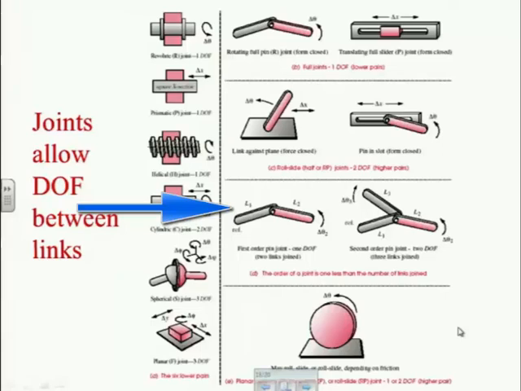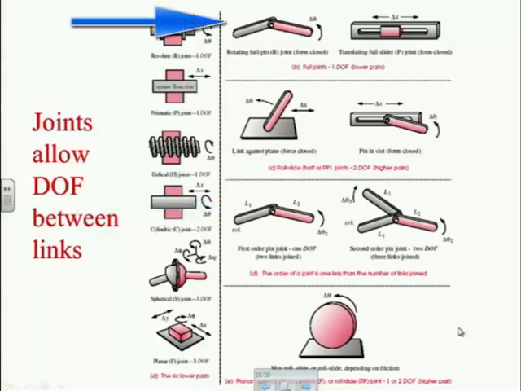So imagine you grab the pink link in one hand, you grab the gray link in the other, and you're going to move the gray link. You're not moving your pink one. You move the gray one, it can only rotate. So that's 1 degree of freedom. So that joint allows 1 degree of freedom. First order joint. That's also in the top left corner.